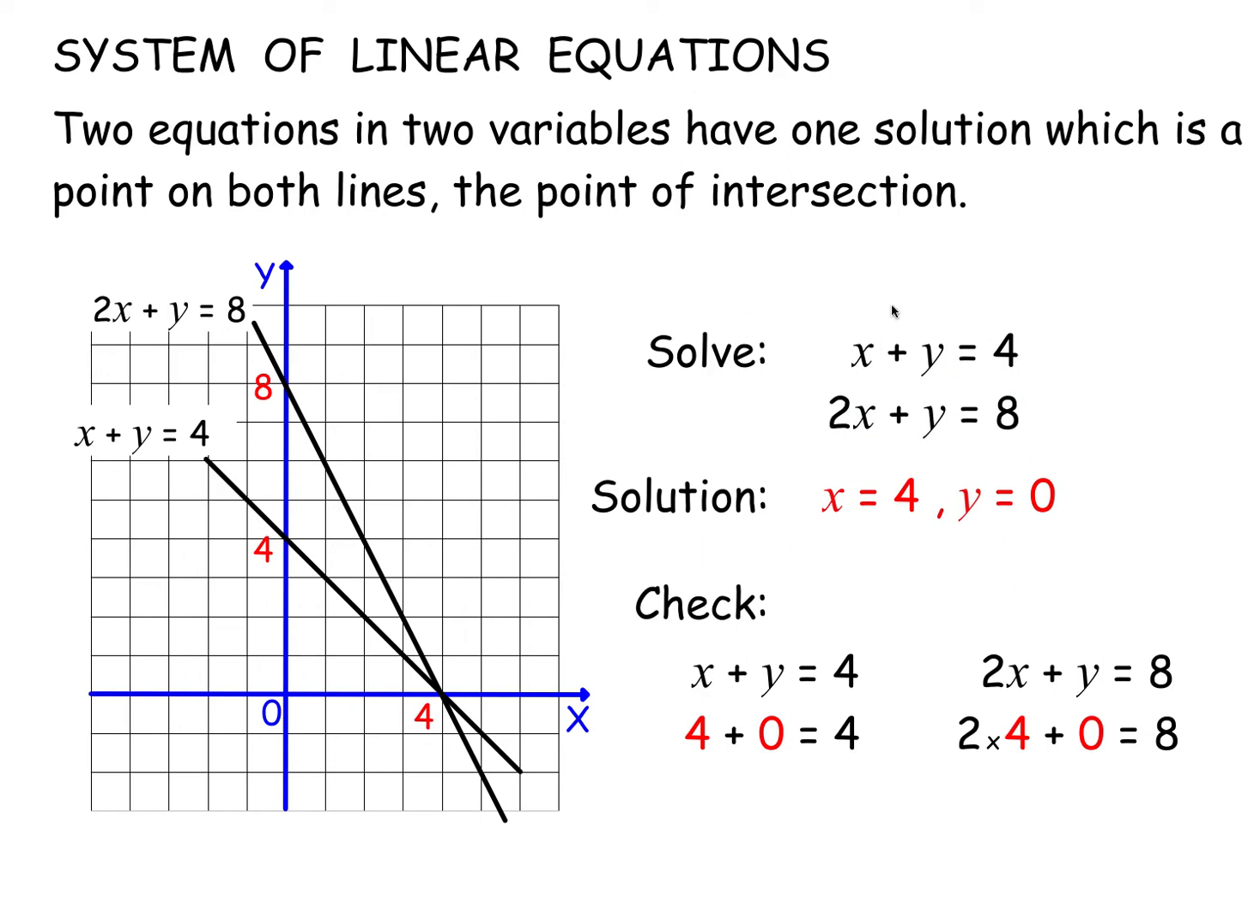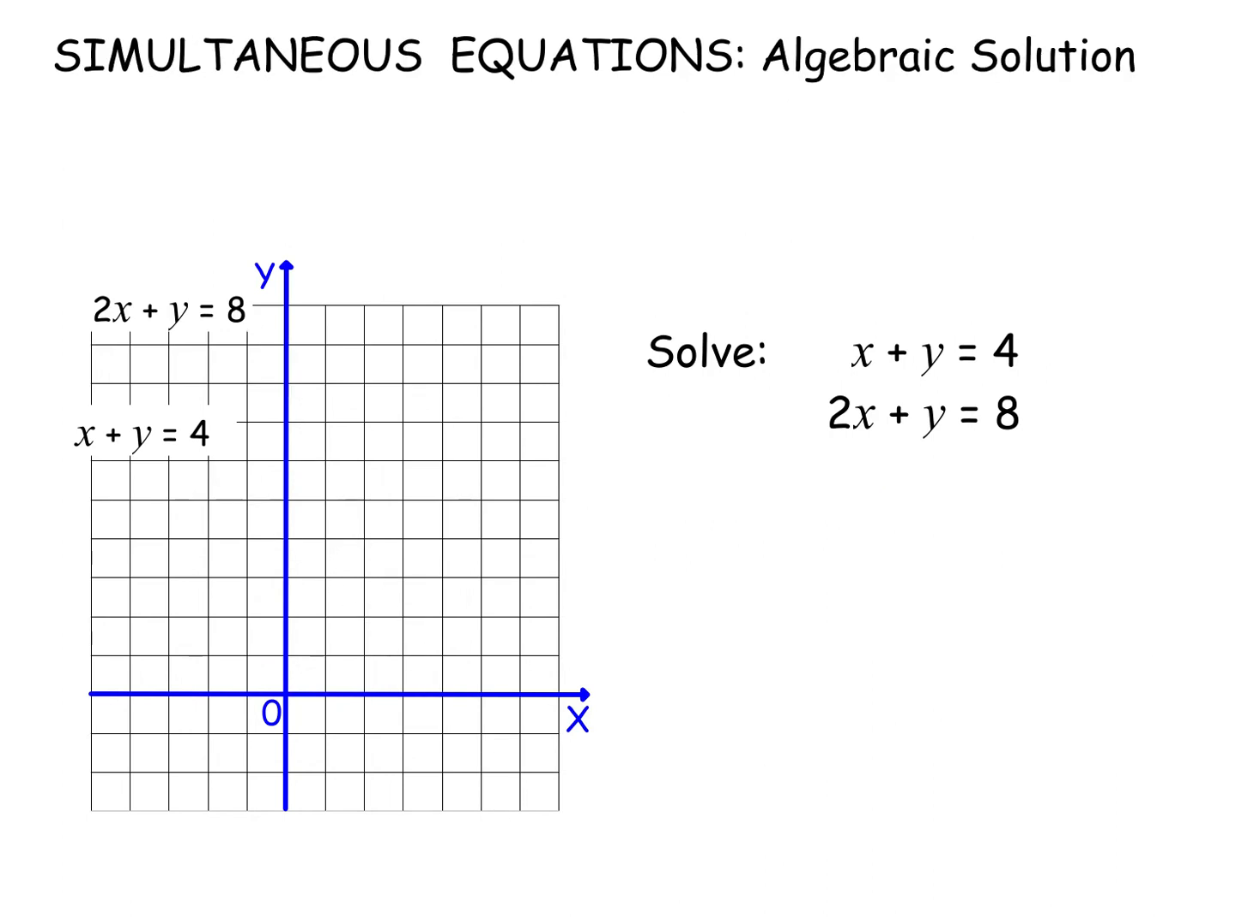So that was the last video, the graphical solution. We're going to look at an algebraic method and use this as an introduction. So, solving this system of equations, we had the line x plus y equals 4 was a solution for the first equation, and the line 2x plus y equals 8 was a solution for the second equation, and the point 4, 0 satisfied both equations. It was on both lines. It was the point of intersection.